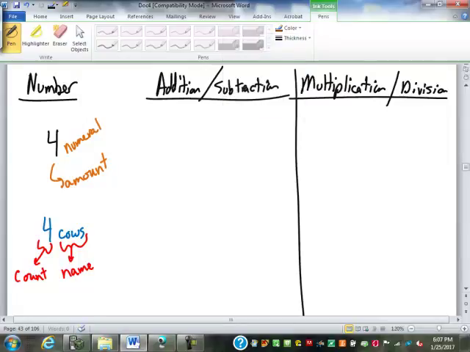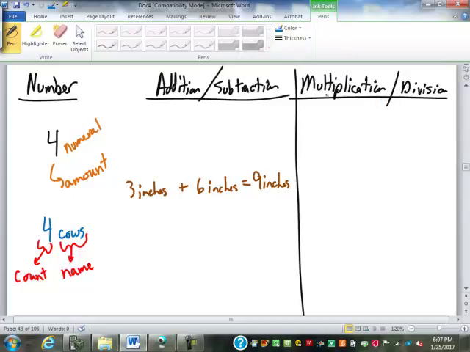So let's look at a basic addition problem here. Let's say we have 3 inches plus 6 inches. What are we going to get? 9 inches. Very good.